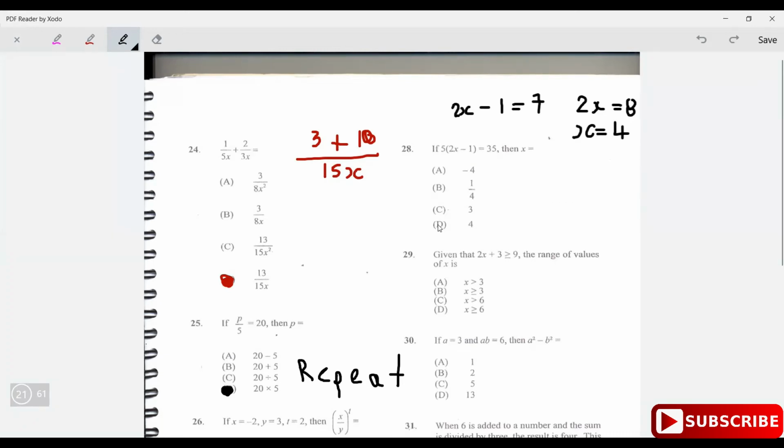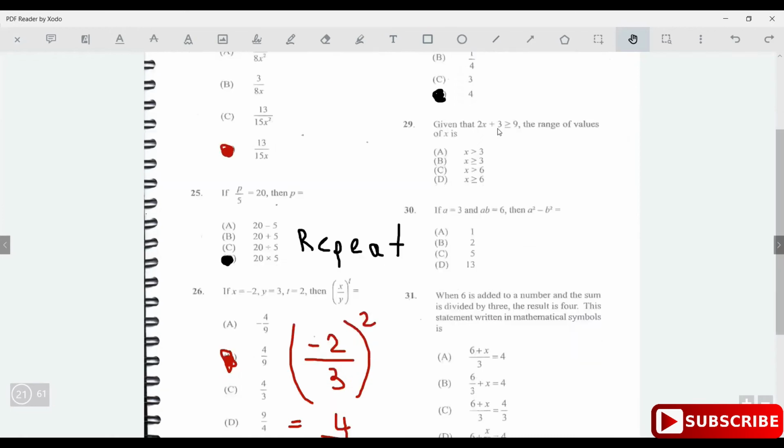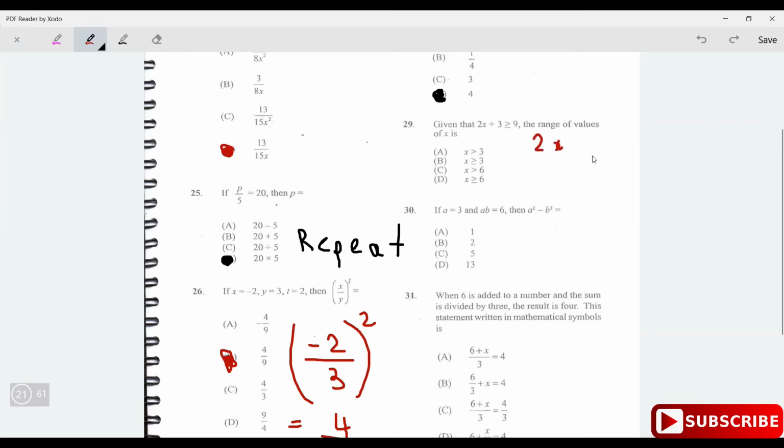Option D. Easy question. So, question 29. Question 29 says, given that 2x plus 3 is greater than or equal to 9, find the range of values of x. So if 2x plus 3 is greater than or equal to 9, we can subtract 3 from both sides to get 2x is greater than or equal to 9 minus 3, which is 6. We divide both sides by 2 to get x is greater than or equal to 3. That looks like option B.